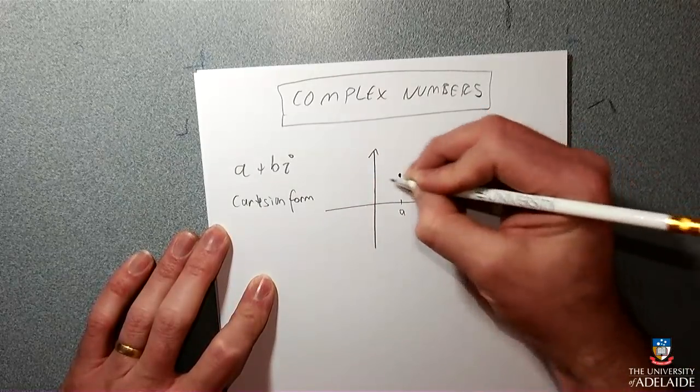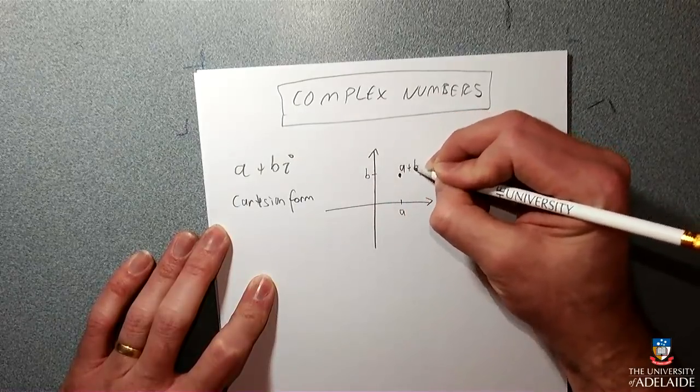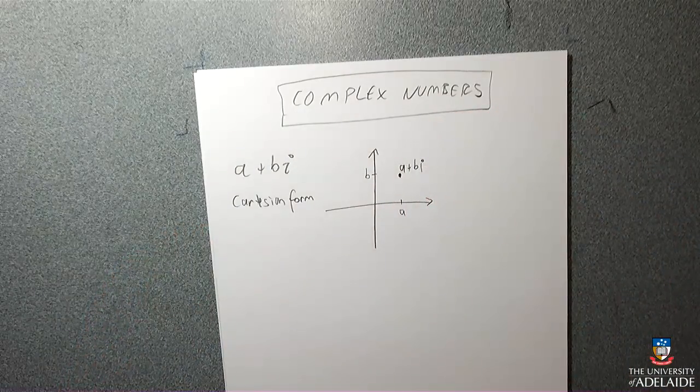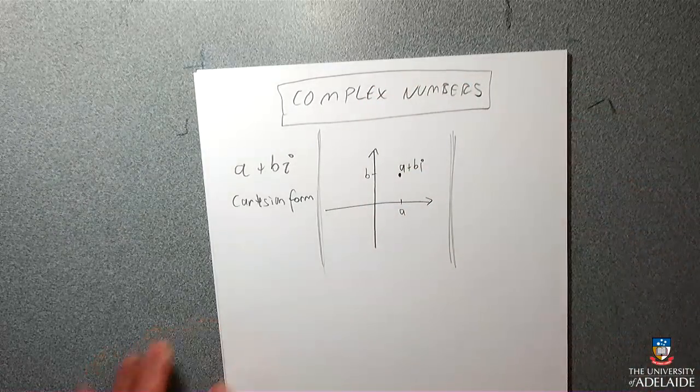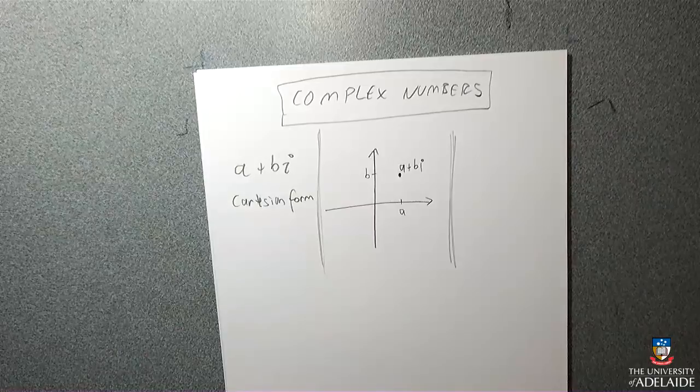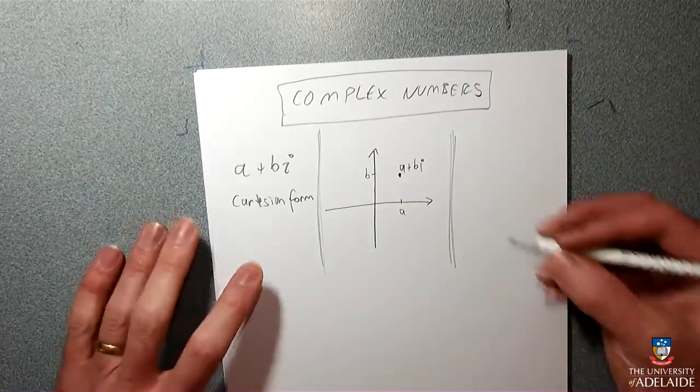And so you locate a and b on an x and y axis, and this point is the point a plus bi. Yep. This is called an Argand diagram. Argand was the mathematician who popularized the idea that complex numbers could be represented as part of a plane. On the other hand, there's a whole different way of describing where a complex number is, and it comes from polar form, they call it.